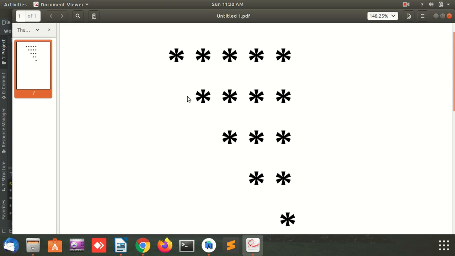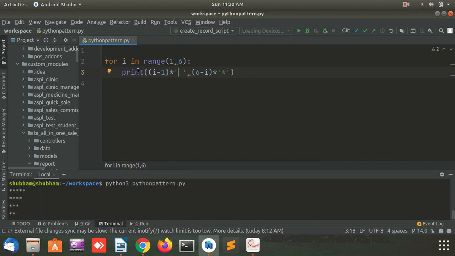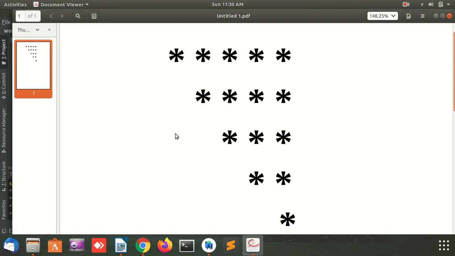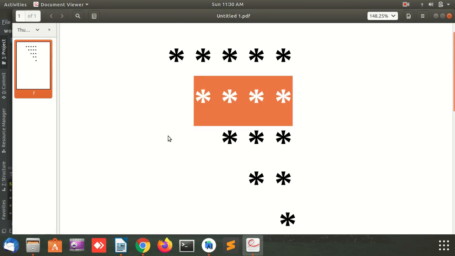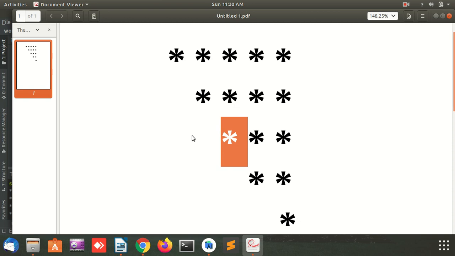right here. And third time we need 2 spaces, 1 here and 1 here, so we need to write over here. So i value is 3, so it means 3 minus 1, so it means 2, so 2 multiplied by space, so 2 times space displayed here.